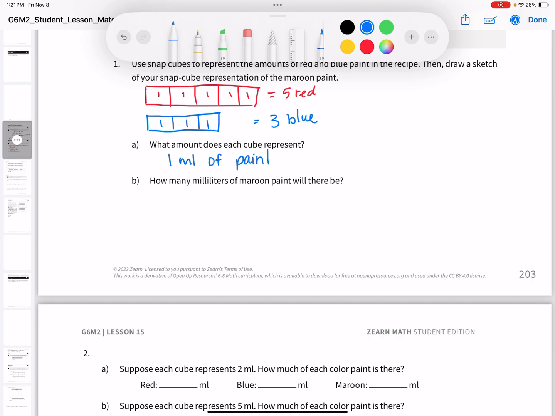Whether red or blue, it does equal 1 milliliter of paint. How many milliliters of maroon paint will there be? Well, that would be combining red and blue together. So there's 5 red plus 3 blue. 5 plus 3 is 8 milliliters of maroon paint, because when we combine red and blue together, we get maroon for this mixture.